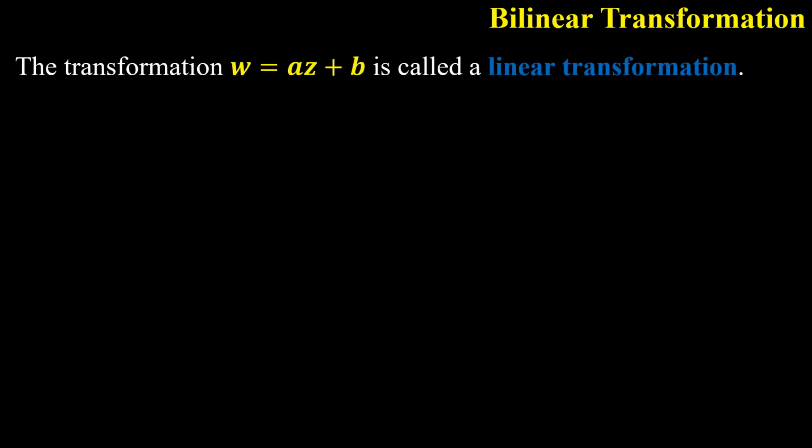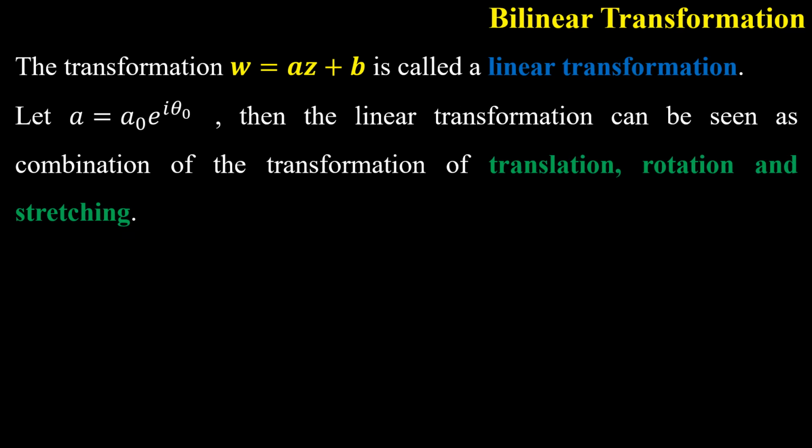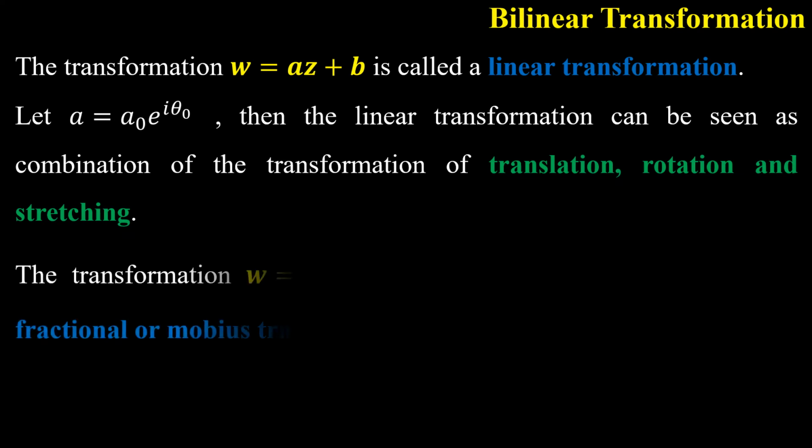The transformation W equals AZ plus B is called the linear transformation. As you can see, it has a linear behavior. If you put A equals A0 e to the power i theta, then the linear transformation can be seen as a combination of translation, rotation and stretching. To study translation, rotation and stretching, you can follow the previous videos. Here we will discuss only the bilinear transformation.